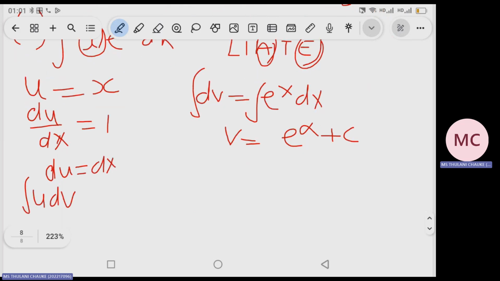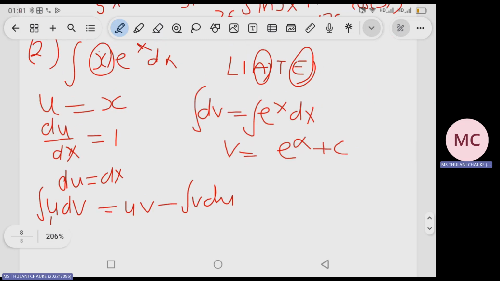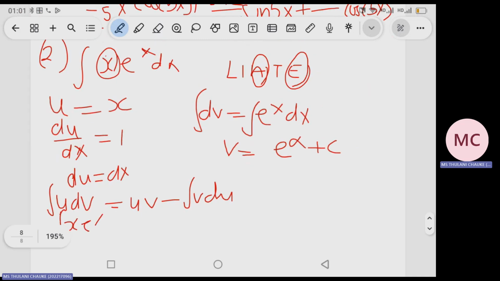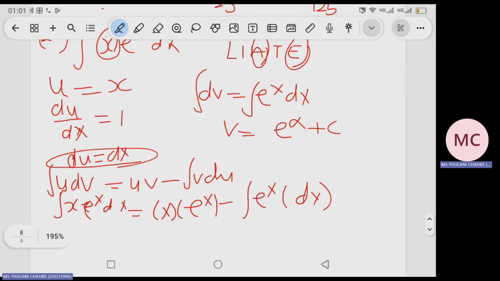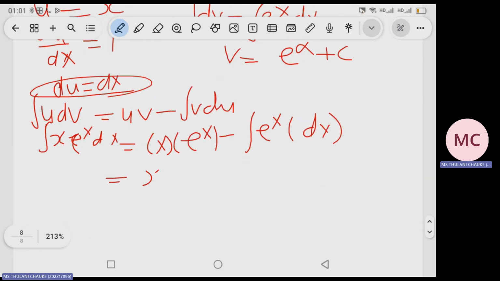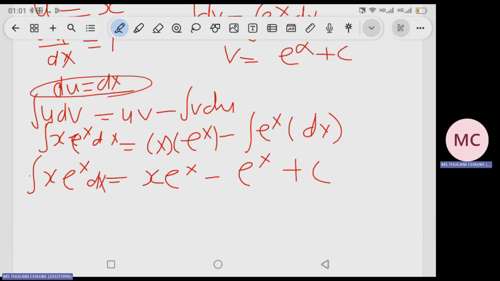Then you substitute from this formula. When you are having the integral of x e^x dx, uv minus the integral of v du, where du is equal to dx. We have it there. Then we're going to have x e^x minus e^x plus c. So this will be our final answer.